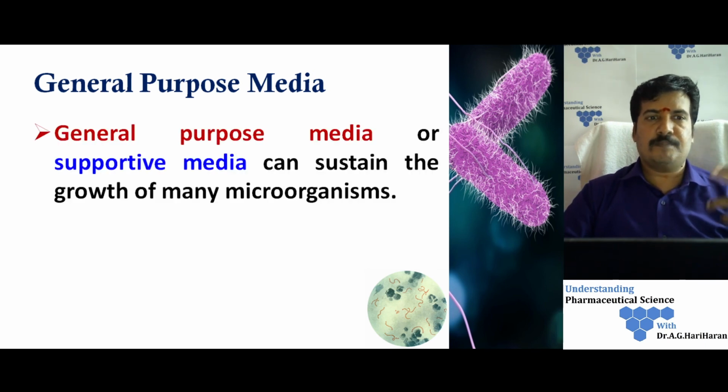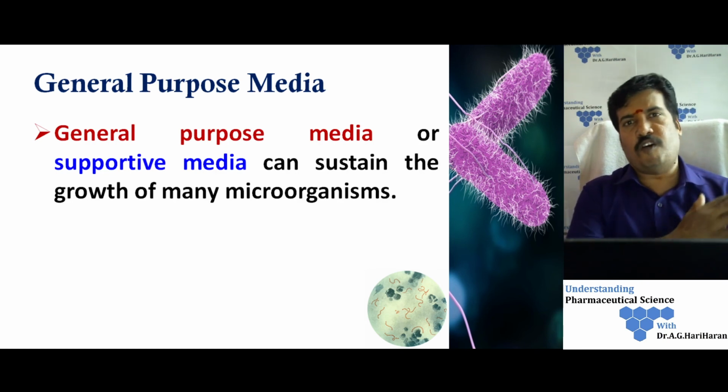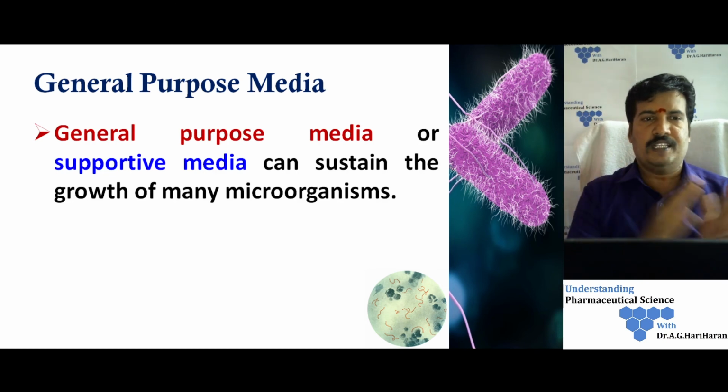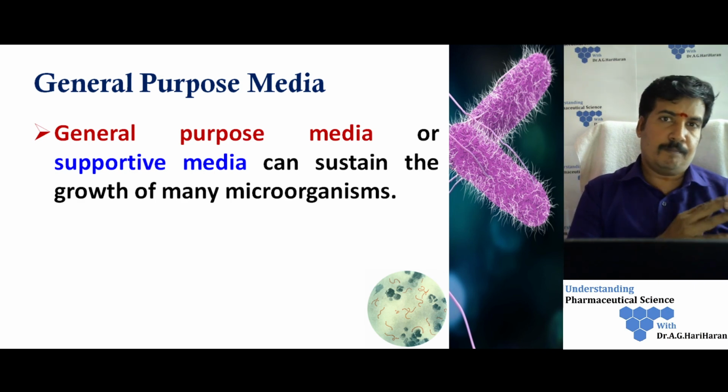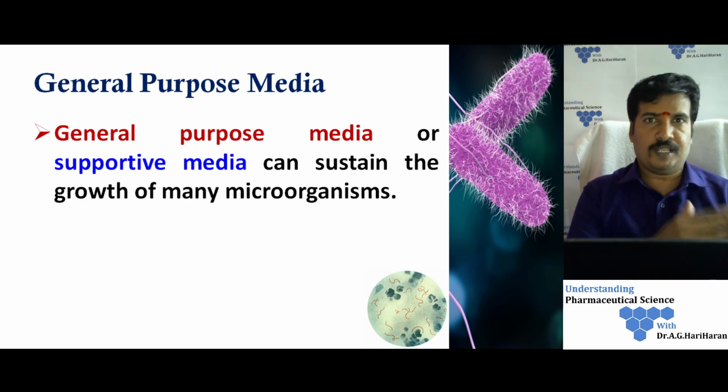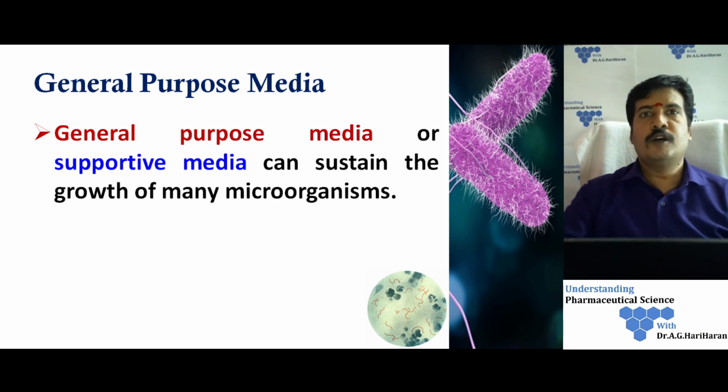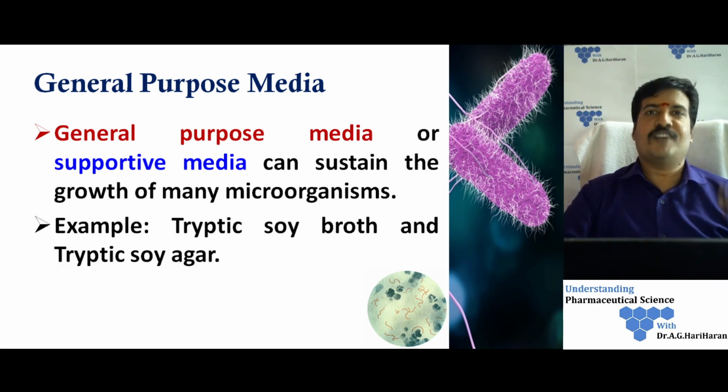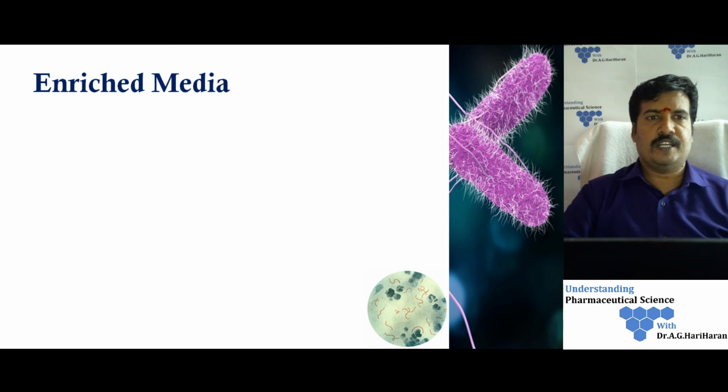First is the general purpose media. It is nothing but it supports the growth of all types of microorganisms. That means it is not like a complex media. It has defined nutrients, but still it can support the growth of many organisms. For example, tryptic soy agar or tryptic soy broth can grow many types of fastidious bacteria, right?